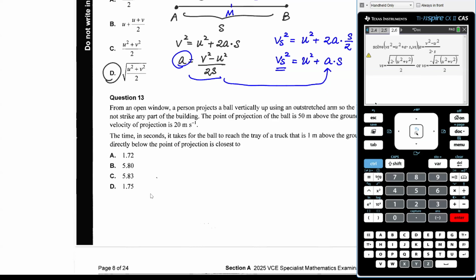Open window, person's here, let's say window, whatever, okay? That's the building. The point of projection, you throw something up, u equals 20, and it's 50 meters above the ground. And then you have a tray of a truck or ute, whatever it is, okay? This tray of the truck is 1 meter above the ground, directly below the point of projection.